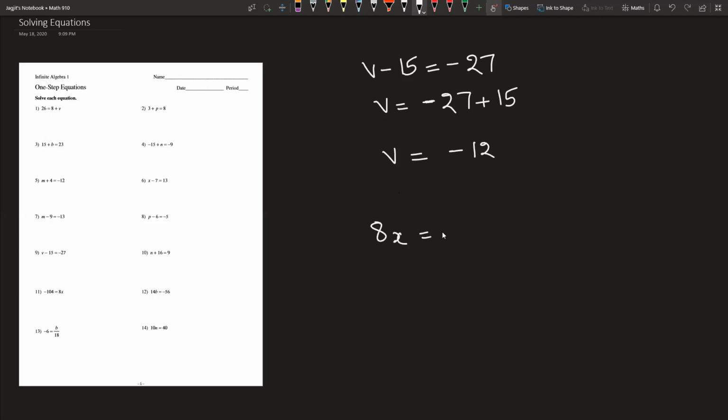Now, what if I tell you 8x is equal to minus 104? Now, guys, what's happening over here? What's 8 doing over here? It's multiplying, right? So if I want to isolate x, you can think about it like this.